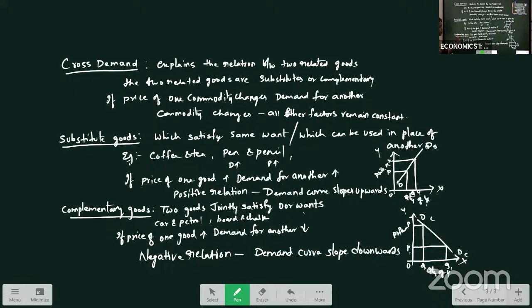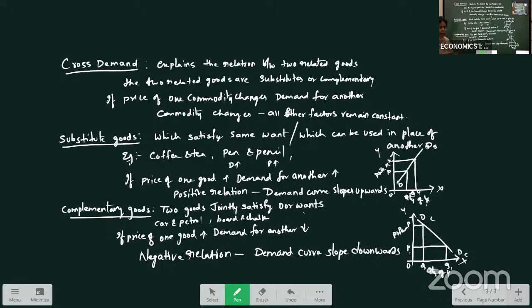Complementary goods, the goods which jointly satisfy our want, means two goods together only will satisfy our want. Dependent goods. In this case, if the price of one good increases, demand for another good decreases. So there is a negative relation. The demand curve will slope downwards. So these are all the important questions you have to prepare from this chapter, right?